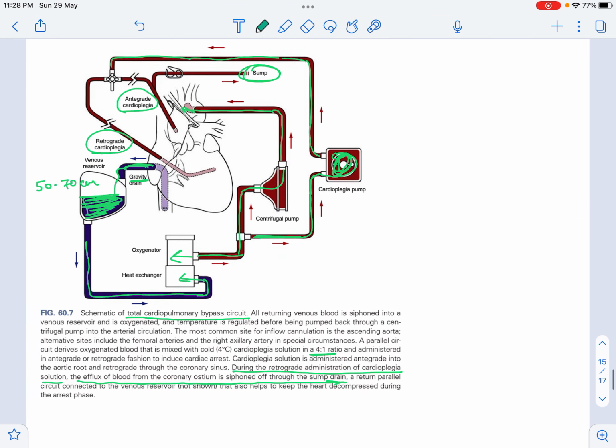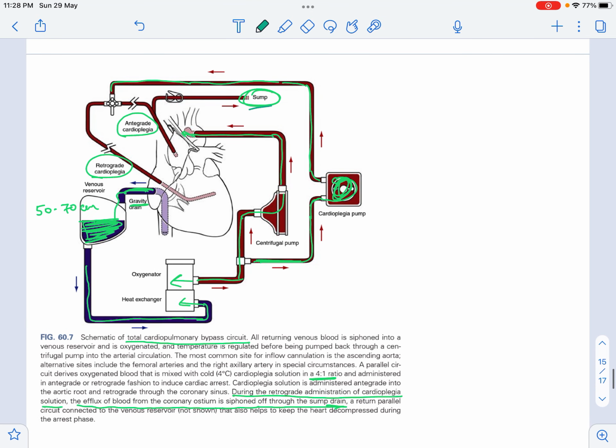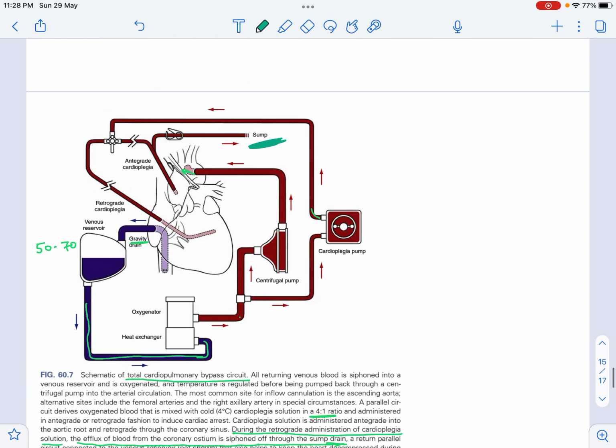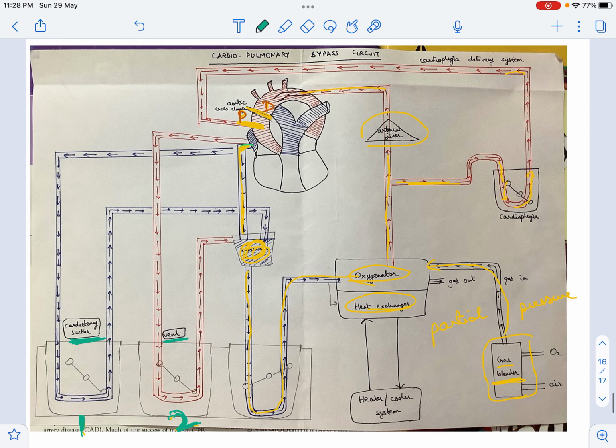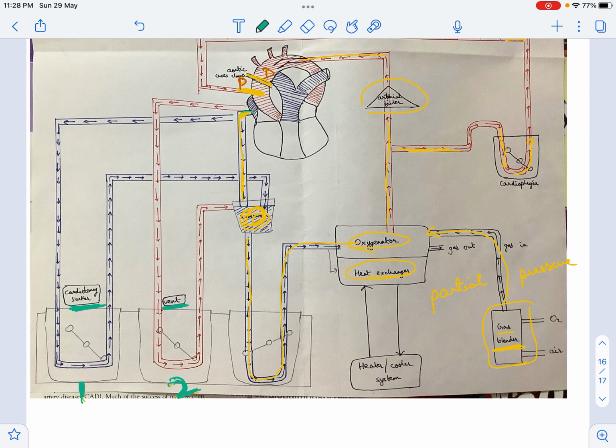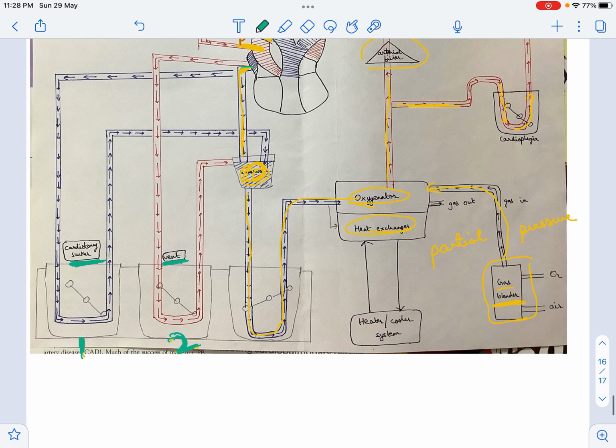So, let us come back to this diagram from Sabiston. This sump over here, right? Let me erase everything else. This sump over here, which Sabiston had left empty and not connected to the main circuit, is what is referred to as the vent over here. Alright, so this concludes this discussion on the cardiopulmonary bypass circuit.